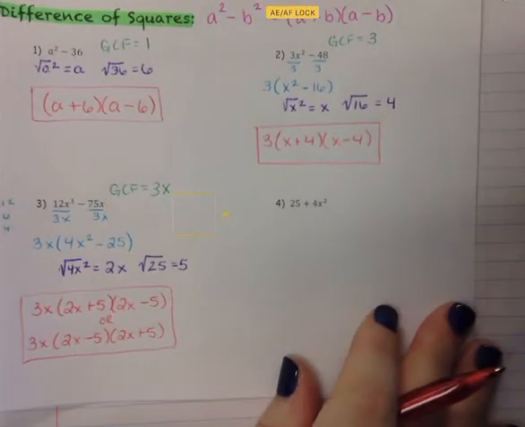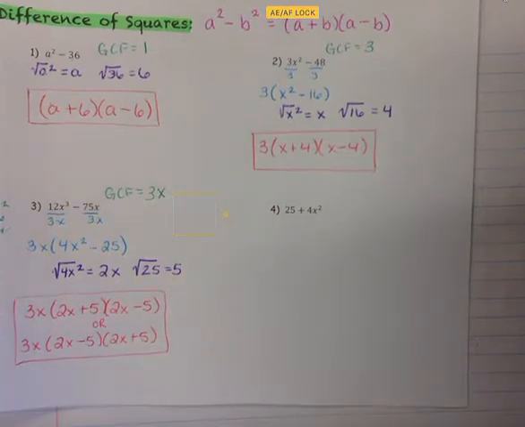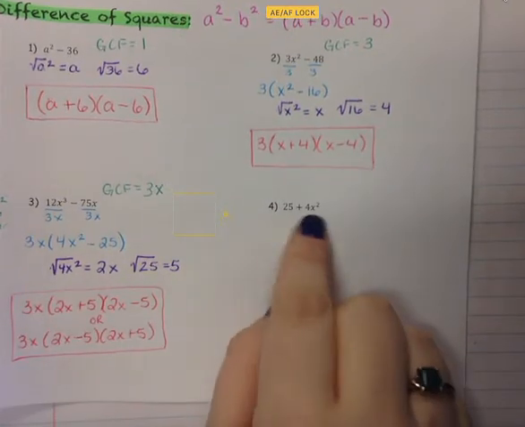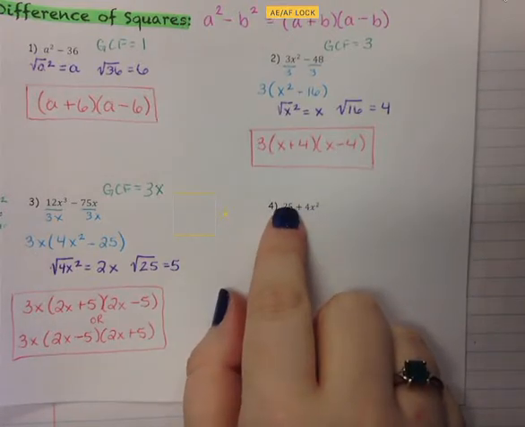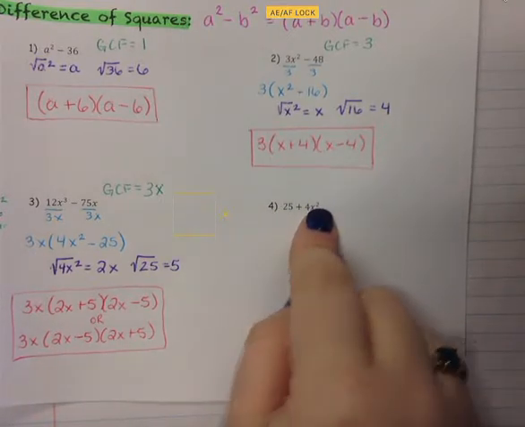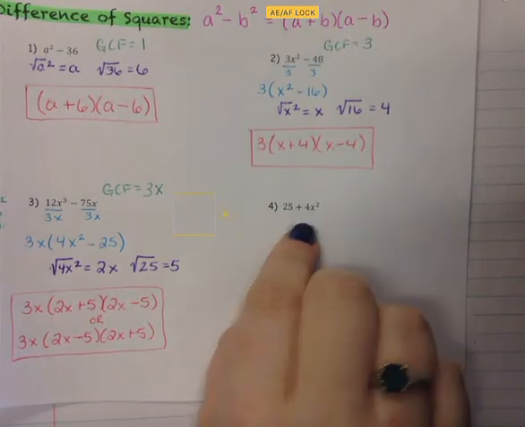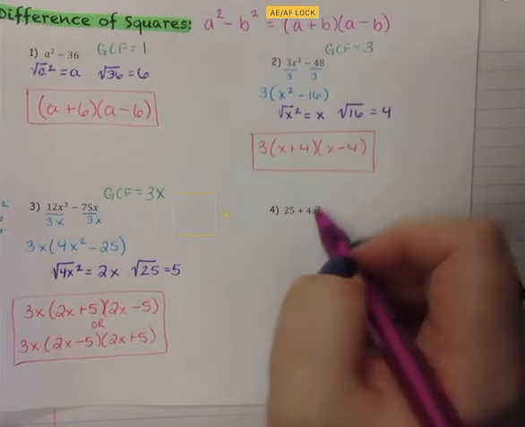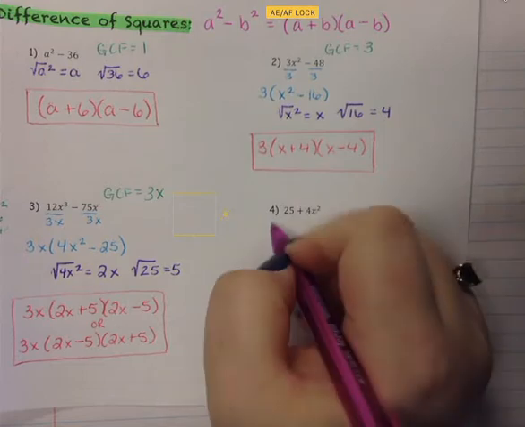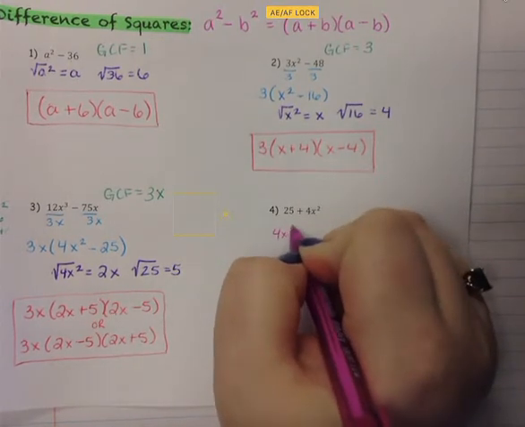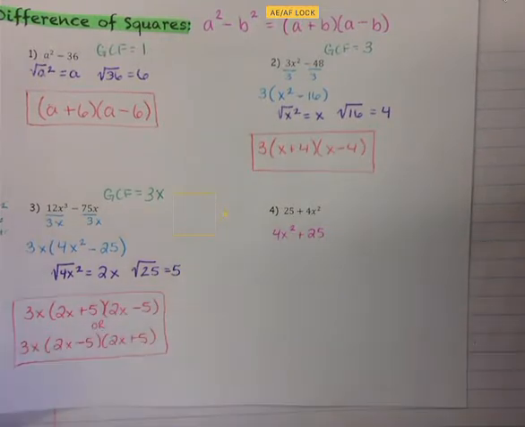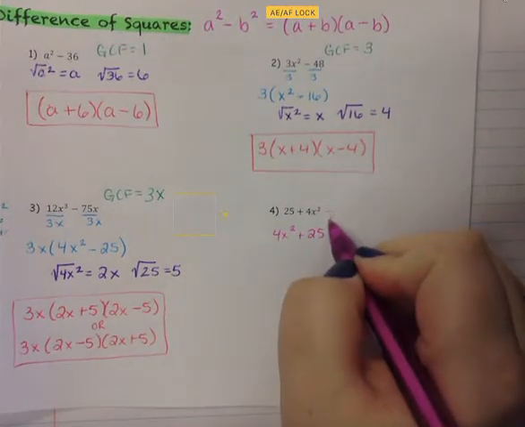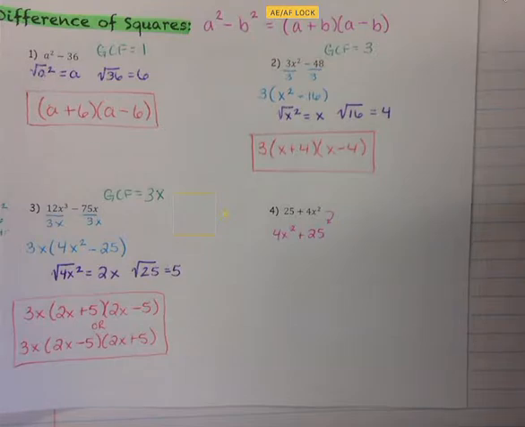This last problem, number 4, is 25 plus 4x squared. The thing about this is that we like to have our letters first. This is a constant, this is a quadratic term. So we actually want to rewrite this to become a positive 4x squared first. And then we do have a positive 25. So this is actually how we should rewrite this. Now we should be able to factor something.